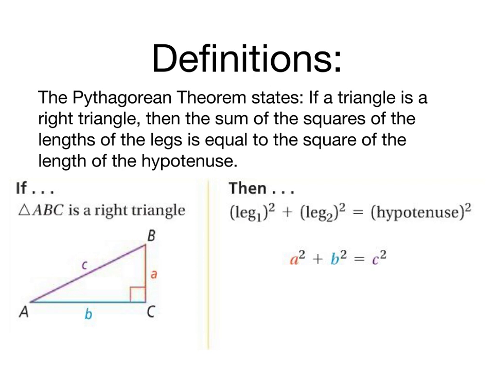So, what is the Pythagorean Theorem? Well, the Pythagorean Theorem states that if a triangle is a right triangle, then the sum of the squares of the lengths of the legs on the triangle is equal to the square of the length of the hypotenuse. So let's start by making sure we know what we're talking about, legs and hypotenuse.